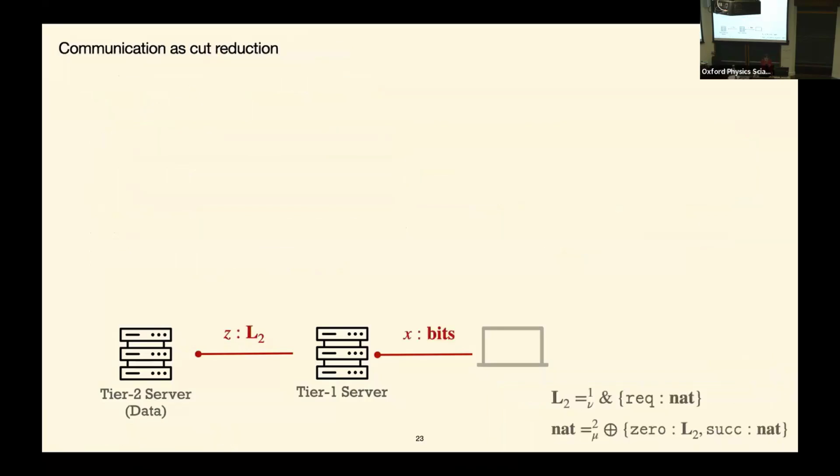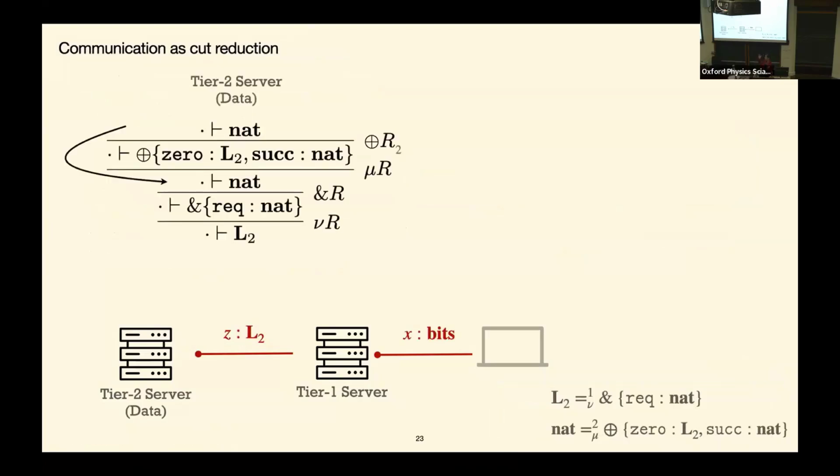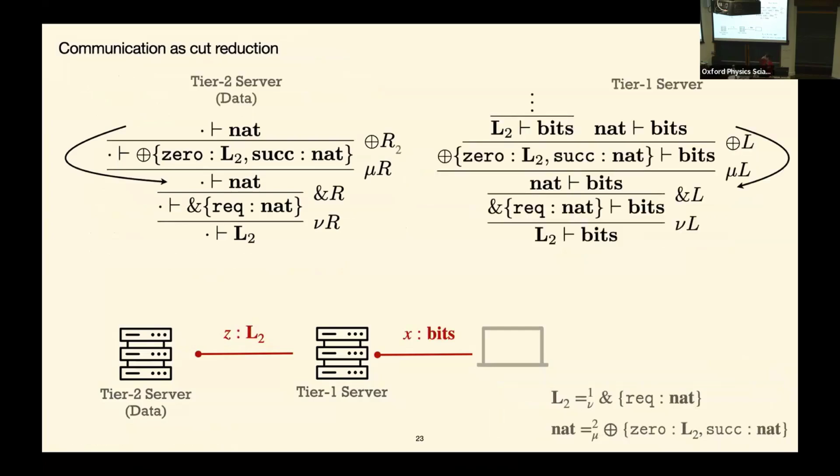Okay, so similar to the previous correspondence, we also want to show that communication is cut reduction. In particular, internal communication is internal cut reduction. So for that, I'll put the derivation for the tier 2 server, the derivation for the tier 1 server, and cut them together to get the derivation for the whole configuration. You can see that for the whole configuration on the left, we are not the client of anything, but we are the provider of type bits, which connects us with Alice.